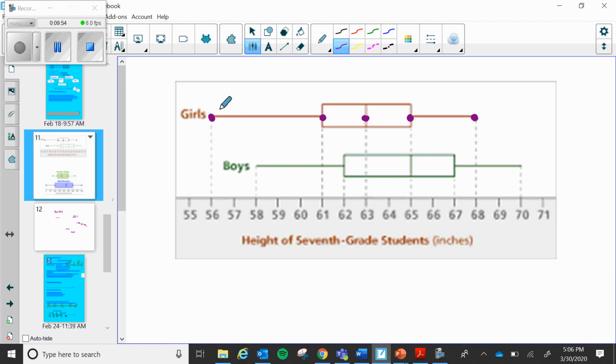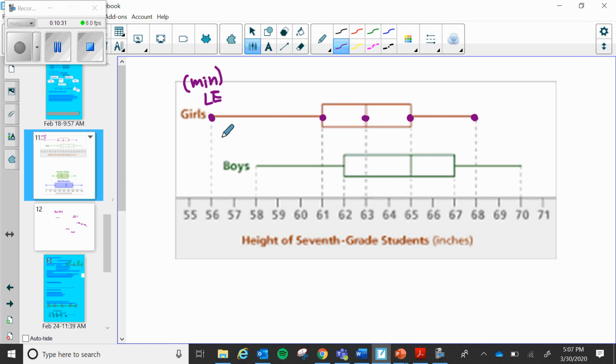Now, I'm sure you can probably guess what this point is. If it is the smallest number, furthest down on the number line, what do you think this is going to be? This dot right here, it's going to end up being our lower extreme. So pretty much it's going to be our minimum. That's our smallest number in this data set, which in this case is 56.